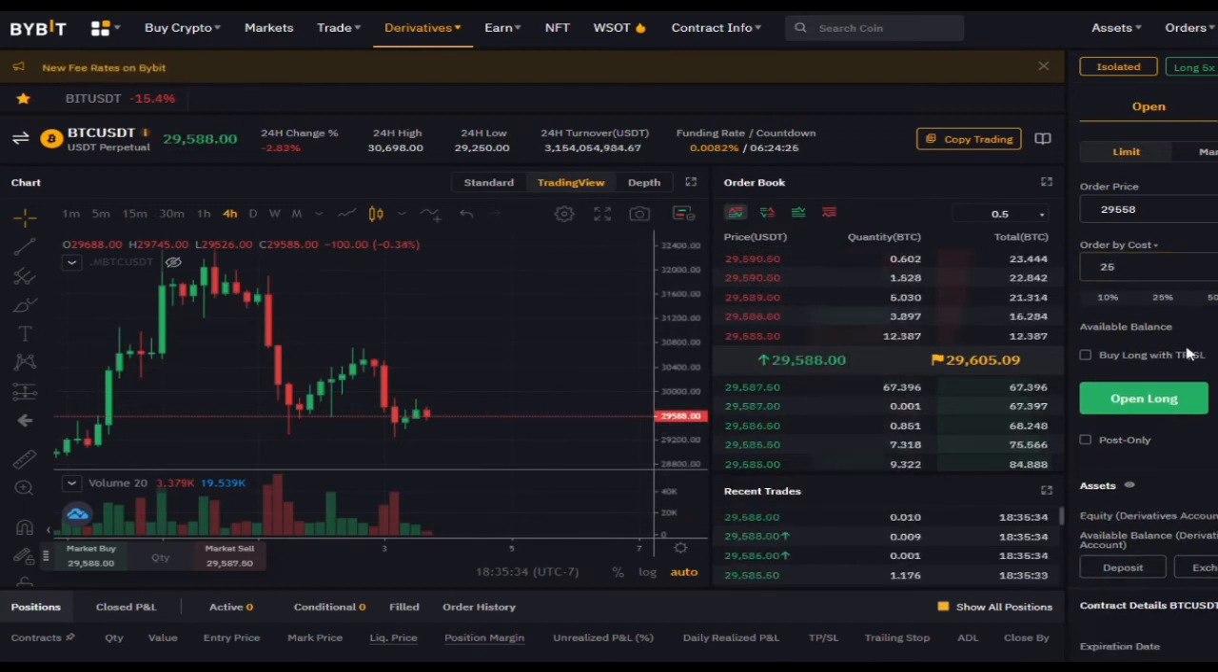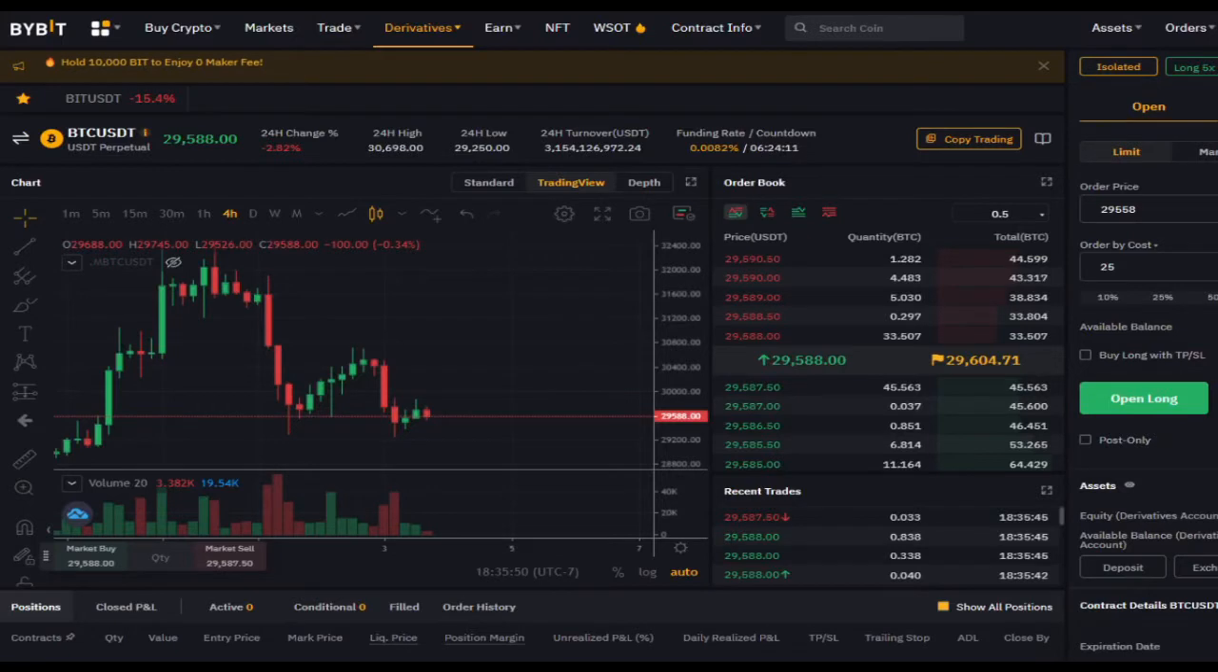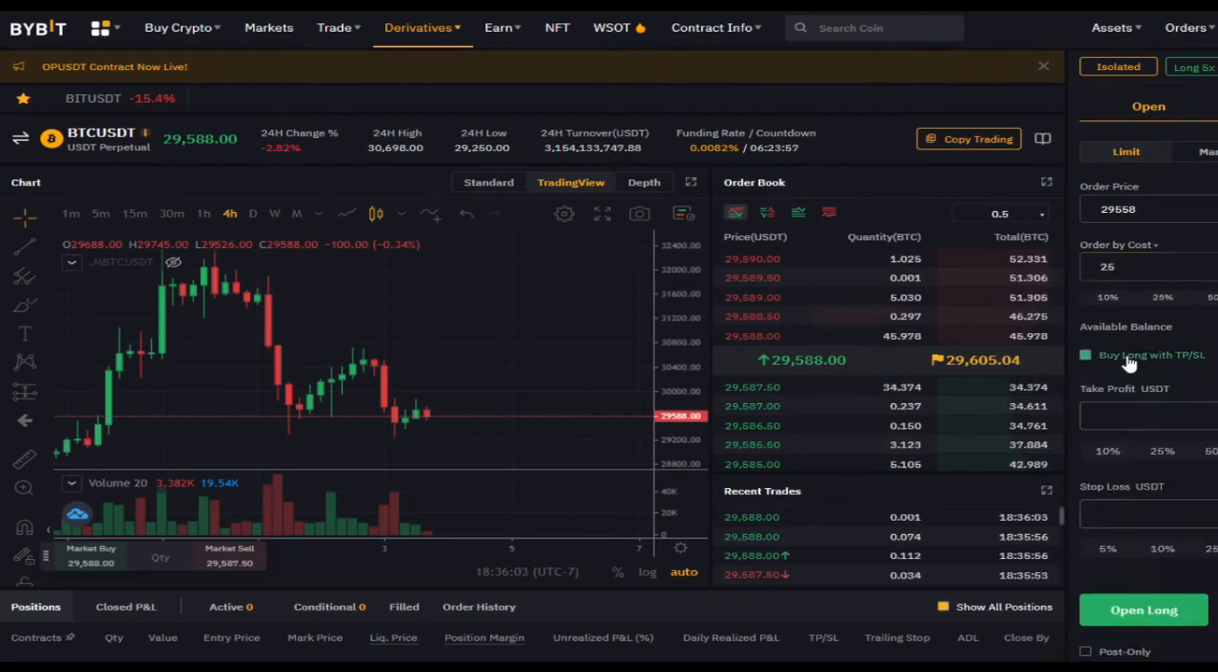$25 trade. And you can buy long with a take profit or stop loss, or you can sell short with a take profit or stop loss. The reason why I'm showing Bybit is so that you guys can understand how to short the market. So sometimes you'll want to go short, sometimes you want to go long, but it's the same process when you're setting up the trade. So this particular scalp trade, we're going long. So order price, order cost, $25 USDT. Buy long with take profit and stop loss.